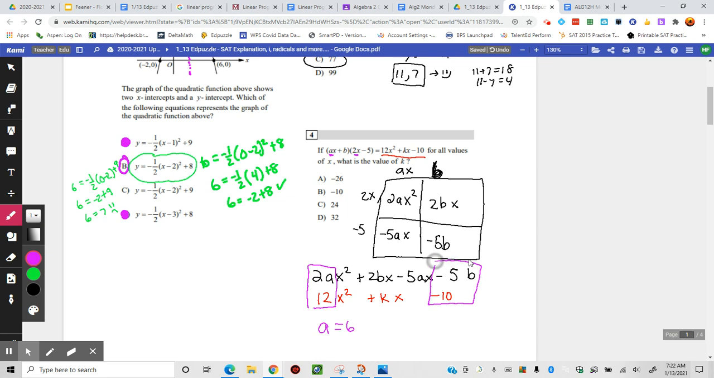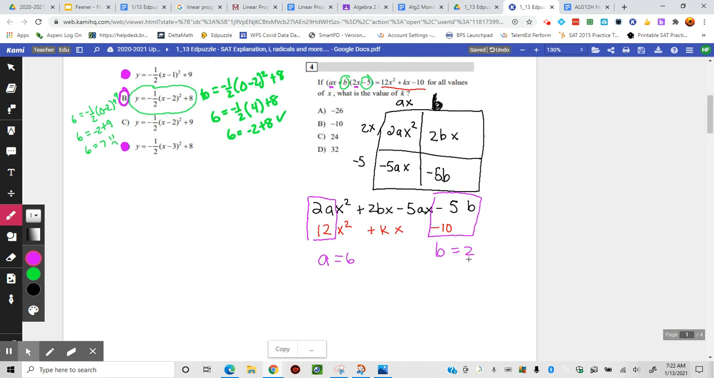So now I want to compare these things. If I know that this last term is negative 10, and I'm looking at B and negative 5, and I'm multiplying those two together to get negative 10, I have to figure out that B is 2. Okay. So if I know that those are what my two values are, to figure out K, I'm going to plug in those values. So I'm going to go right here.